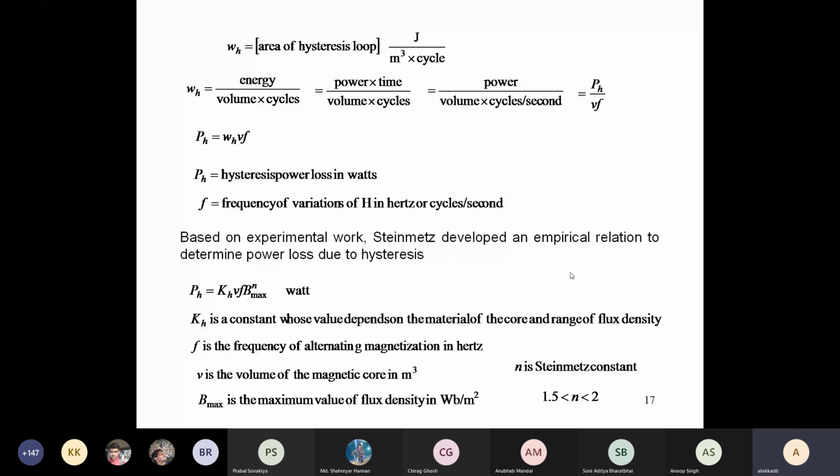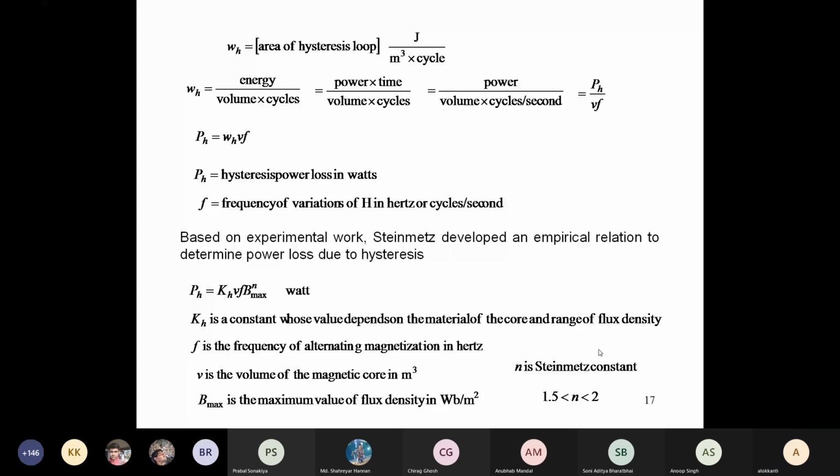Now Sir, are we raising B max to some power n? Yeah, B max to the power n. Okay, sir. So this is the expression of the hysteresis power loss in watts. pH equal to kH V f B max to the power n. Now V, the volume of the magnetic core, is constant. kH is a constant depending upon the material of the core and the range of flux density used. Sir, if we make B max constant, then assuming some Steinmetz constant, that is also constant. So you see the hysteresis power loss is directly proportional to the frequency.